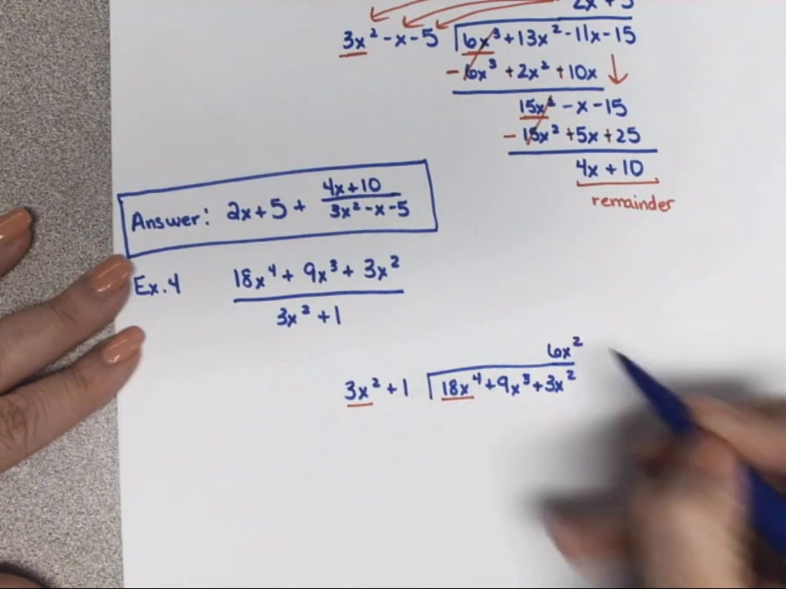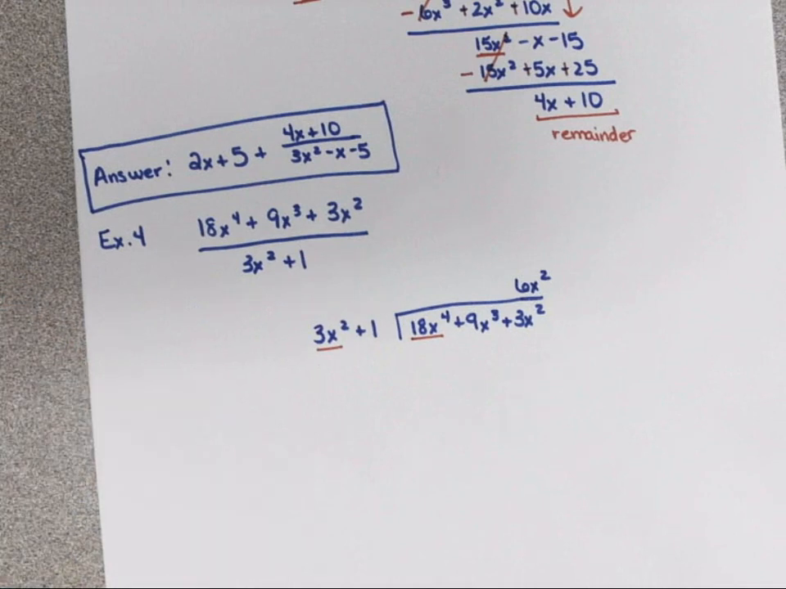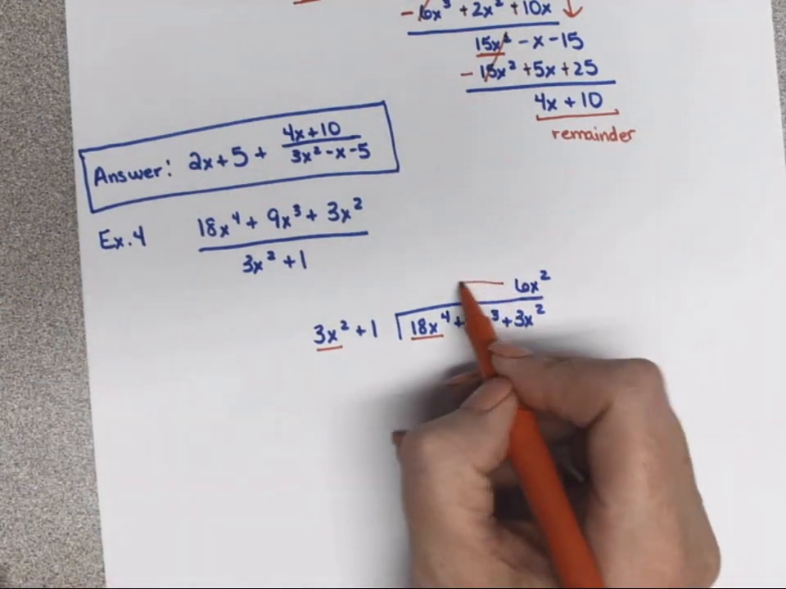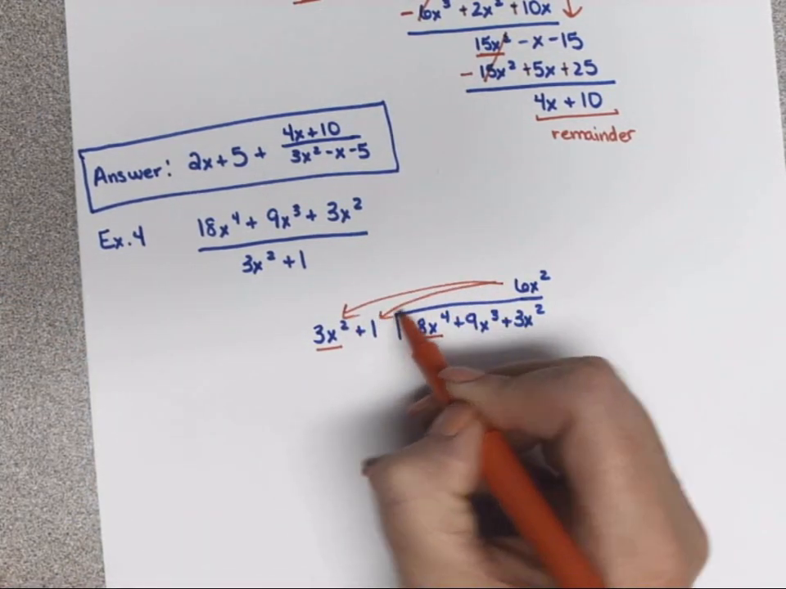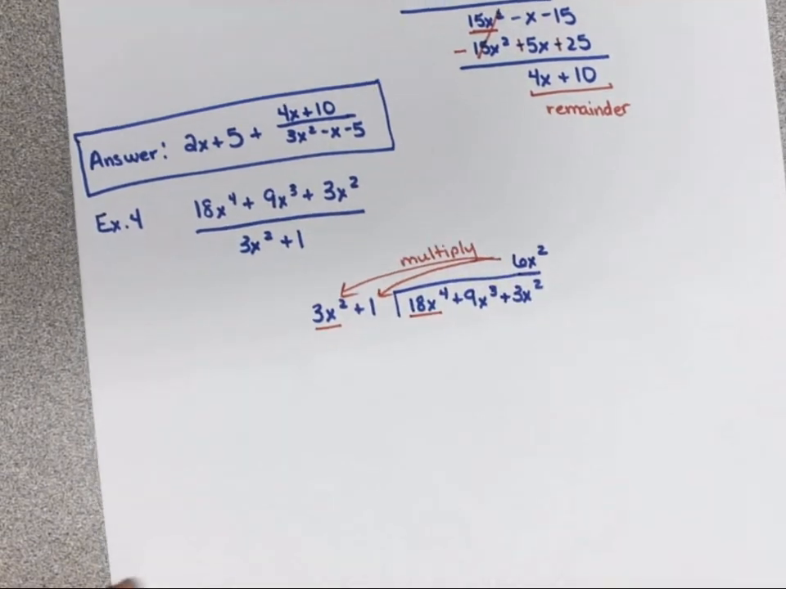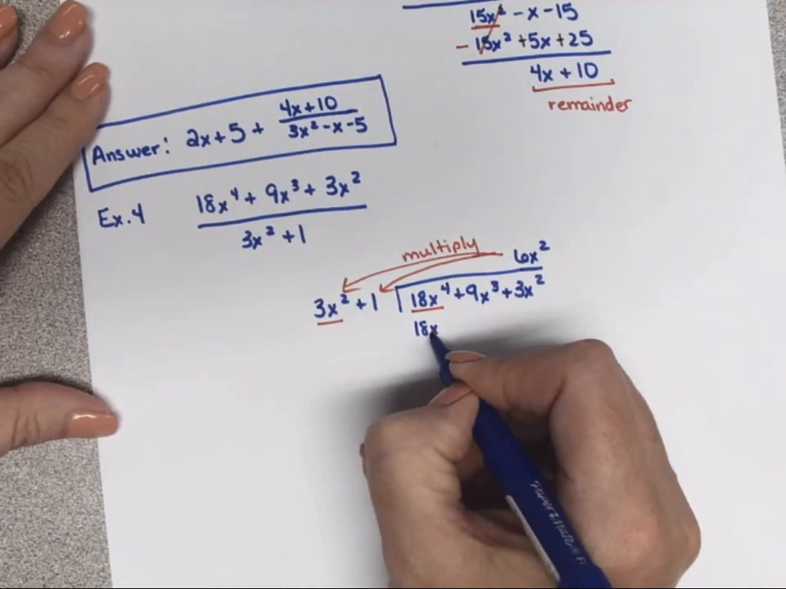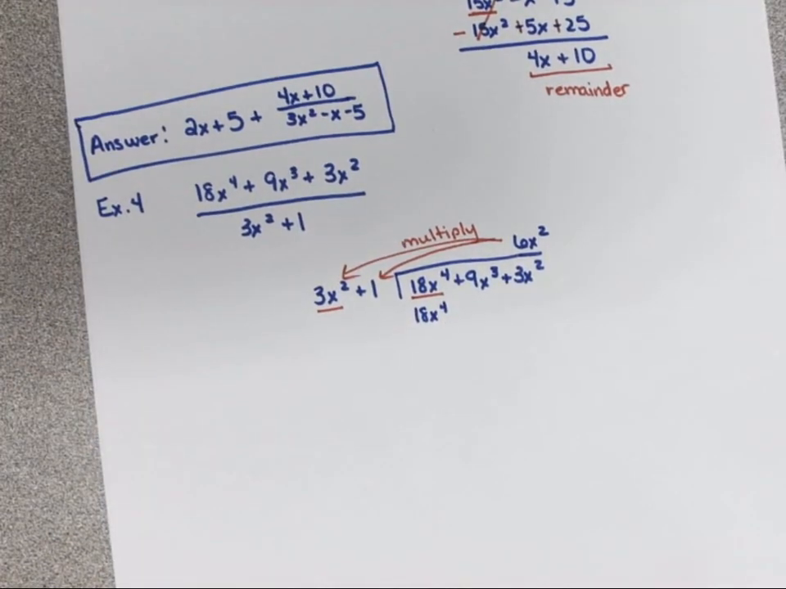6x squared. Notice I got to line that all the way up over there because that's where its like part is, right? And then what do I do with what I line up there? Multiply, and then I'll do what again? Subtract, bring down. Okay, so 6x squared times 3x squared is 18x to the 4th. So be careful about this.